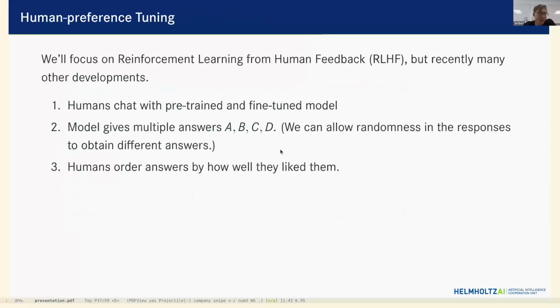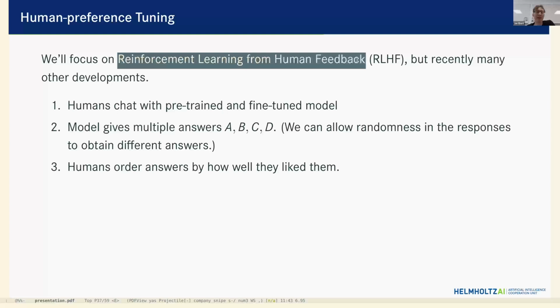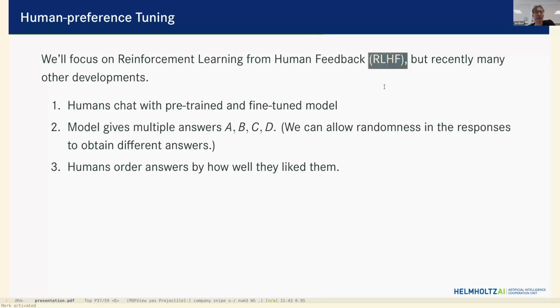After we fine-tuned our model, so we now have a model that can actually chat with a human, we can use so-called human preference tuning to make the model act more like we as humans would like it to. This is called reinforcement learning from human feedback. That's the technique that OpenAI used for their first ChatGPT model. It's also abbreviated as RLHF, if you've ever heard that.